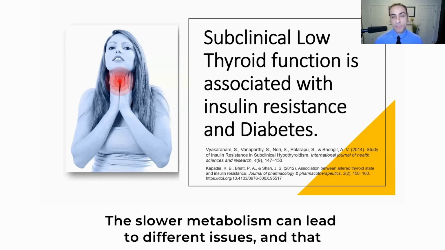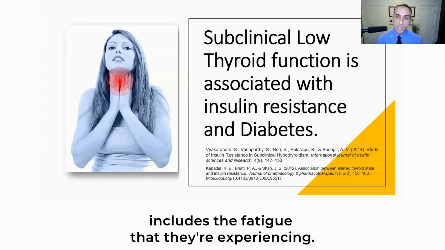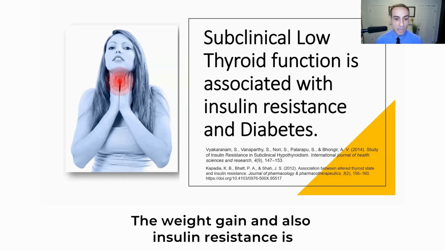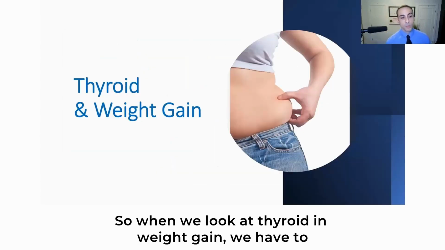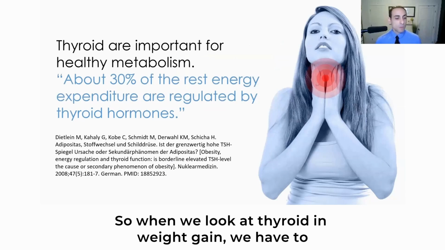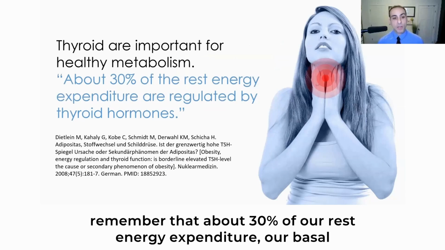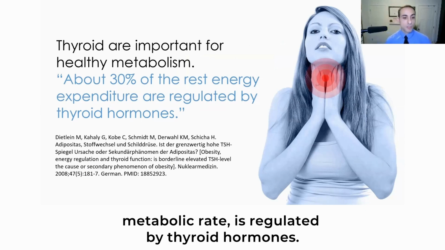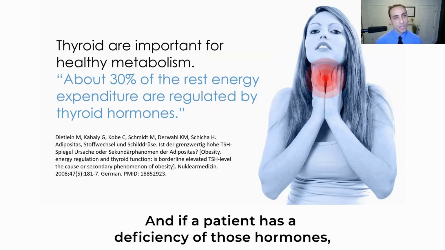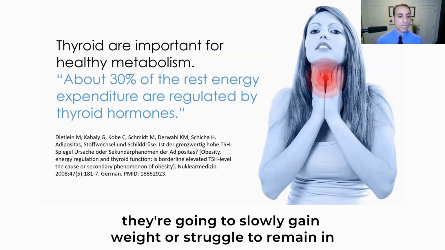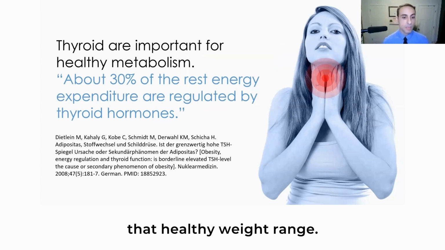Subclinical low thyroid function is associated with insulin resistance and diabetes. The slower metabolism can lead to different issues, including the fatigue they're experiencing, weight gain, and sometimes also insulin resistance. So when we look at thyroid and weight gain, we have to remember that about 30% of our resting energy expenditure, our basal metabolic rate, is regulated by thyroid hormones. If a patient has a deficiency of those hormones, they're going to slowly gain weight or struggle to remain in a healthy weight range.